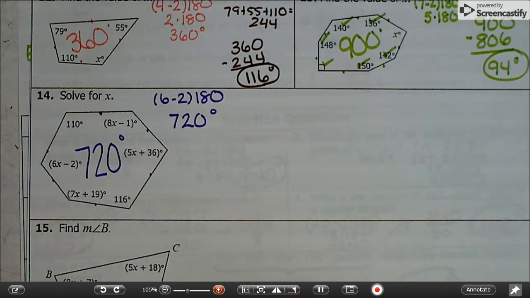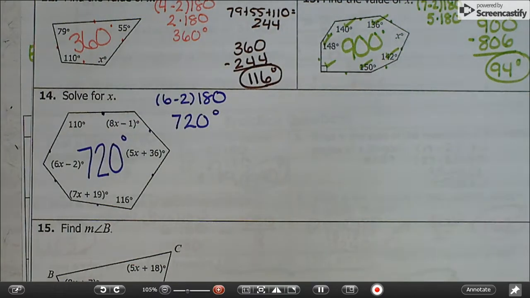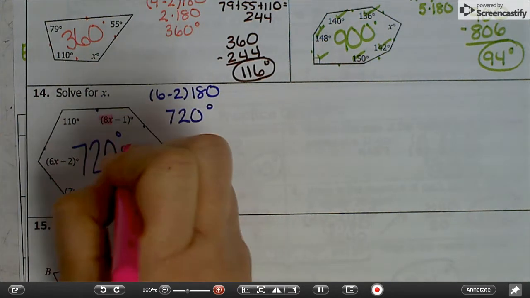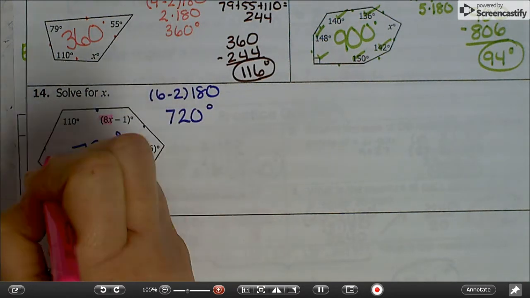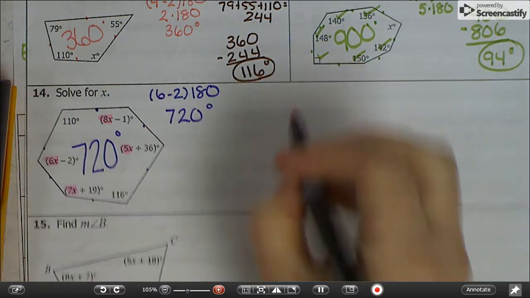Now we could write each of these out into a super long equation, but personally I like to combine things right off the bat and then write the simple equation here. So we need to add anything with an x, combine those together. So that's 8 plus 5 plus 6 plus 7. That's 26x.